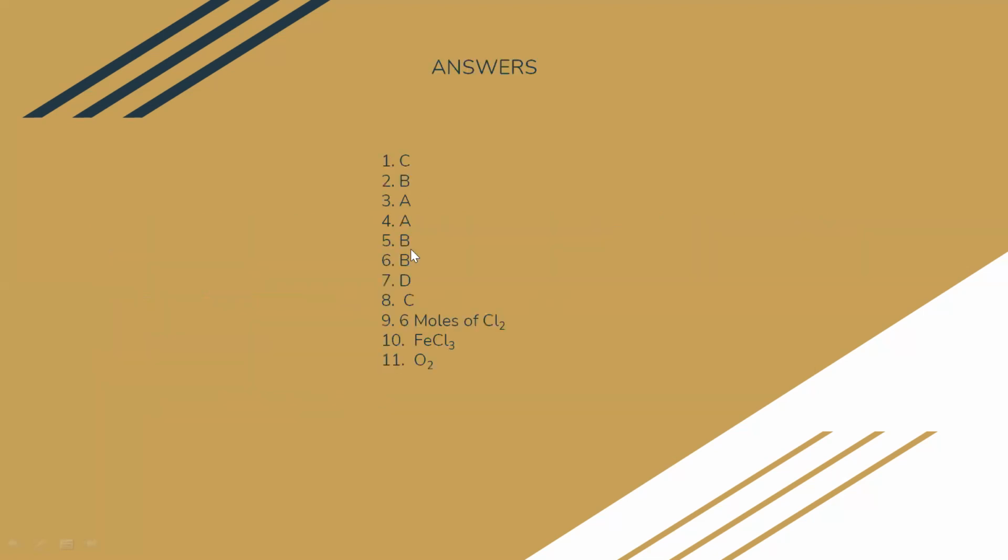For our answers: number 1, C; 2, B; 3, A; 4, A; 5, B; 6, B; 7, D; 8, C; 9, 6 moles of chlorine gas. Then we have iron chloride, and number 11 is oxygen gas.